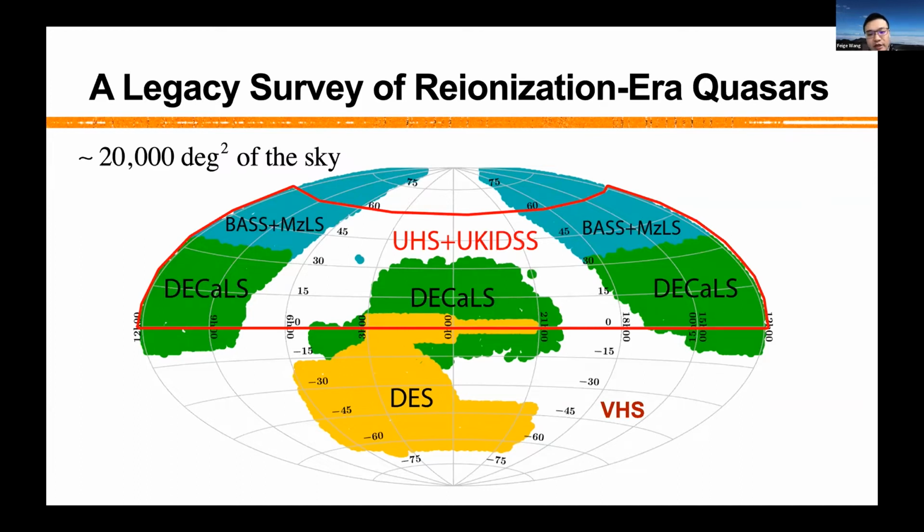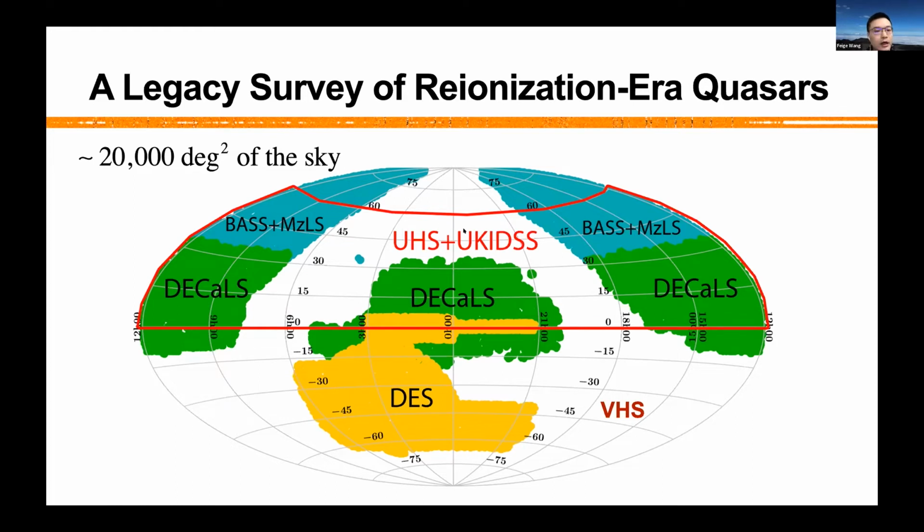Fortunately, in the past several years, many major sky surveys have made this possible. Especially, we have the DESI Legacy Imaging Surveys in the optical in the northern hemisphere, and also the Dark Energy Survey in the south. In the infrared, we have the Euclid hemisphere survey and the UKIDSS survey in the north and the VHS survey in the south. The combination of those imaging surveys provides about 20,000 square degrees of sky covered by both optical and infrared surveys, allowing us to build the first sample of luminous quasars at redshift around 7.